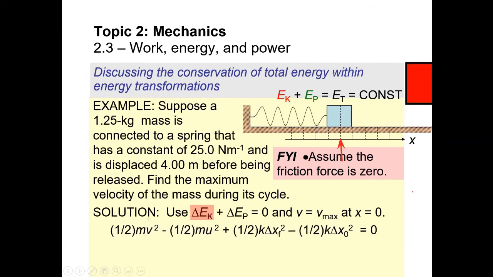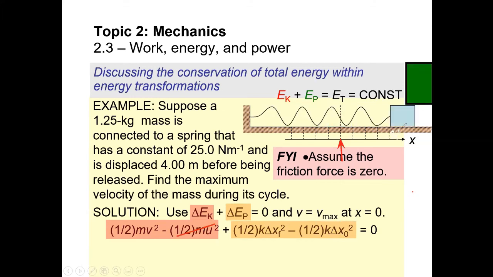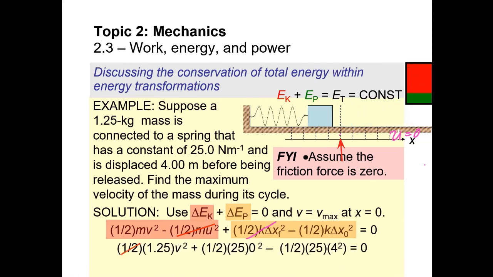Change in kinetic energy equals final kinetic energy minus initial kinetic energy. Change in elastic potential energy equals final elastic potential energy minus initial elastic potential energy. Initially, the object is at rest, so initial velocity is 0. At the equilibrium or final position, the extension equals 0, so final elastic potential energy equals 0. We substitute values, and the 1 over 2 cancels out. The final velocity equals 17.9 meters per second, which is the velocity at the equilibrium position.